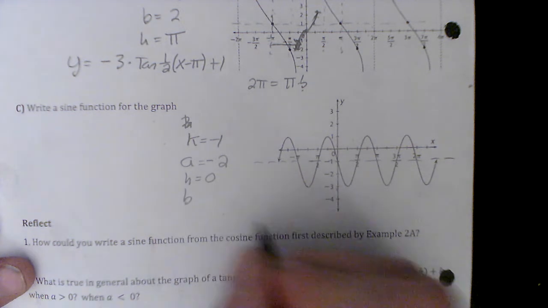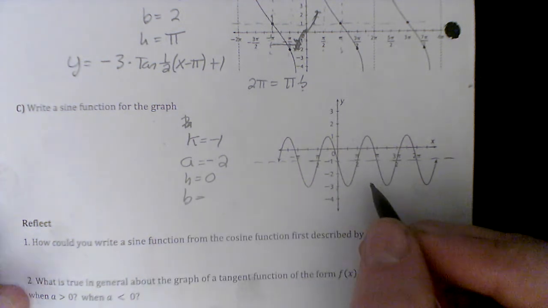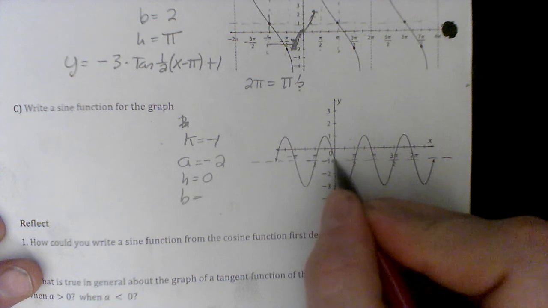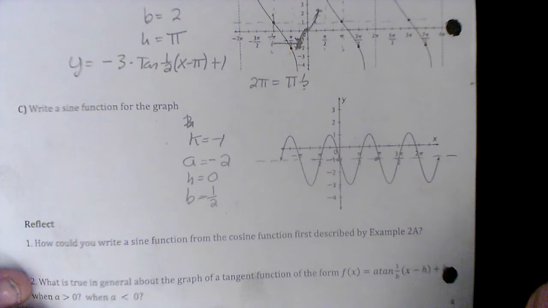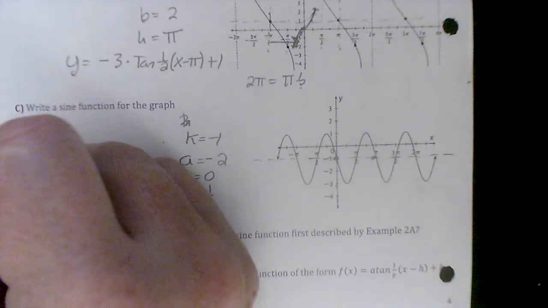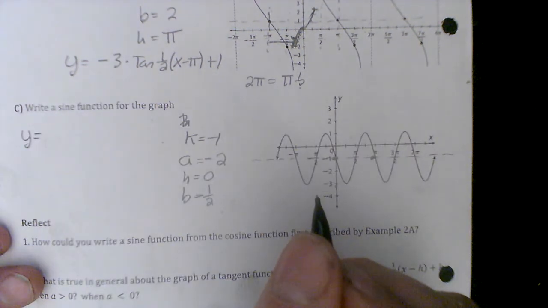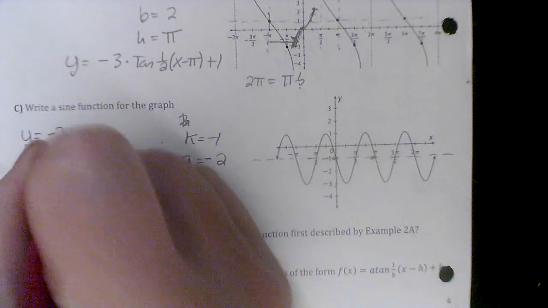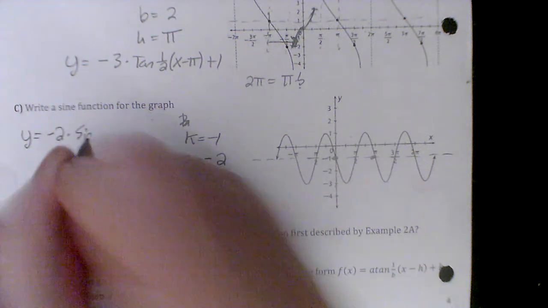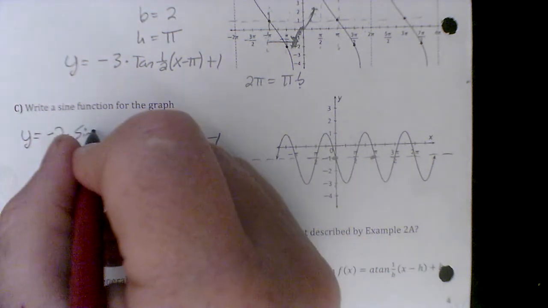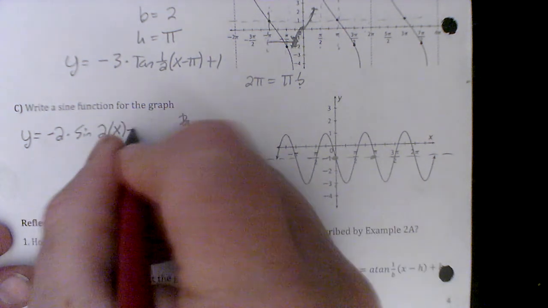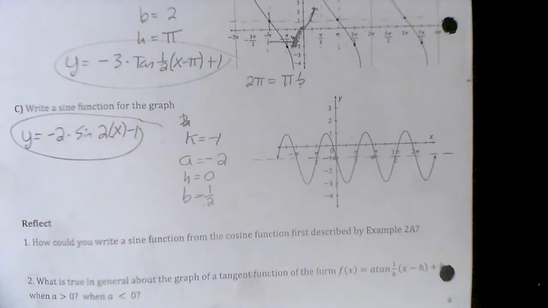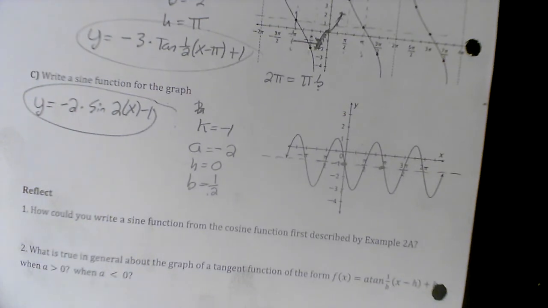And let's figure out our b. Standard period is 2 pi. Let's see what the period is here. The next time I'm in the middle and going down is right here. So that's a full cycle. Looks like pi, so b is going to be 1/2. To change that 2 pi into pi, and I write it. So I got y equals -2 times the sine of b, which is 1/2, times x minus h, which is 0, plus k, -1. And I circle that one. So we're done. These problems will be a little tougher. If you need some practice, let me know.